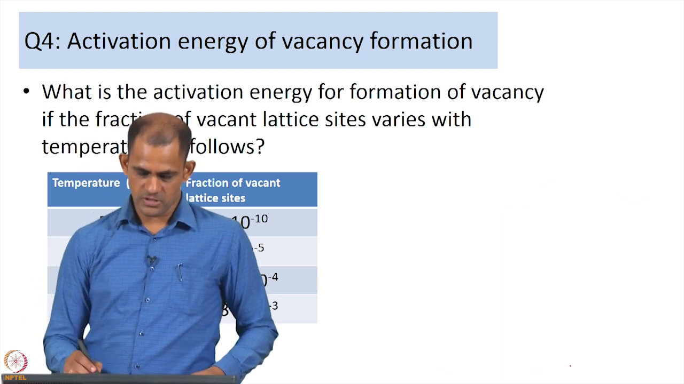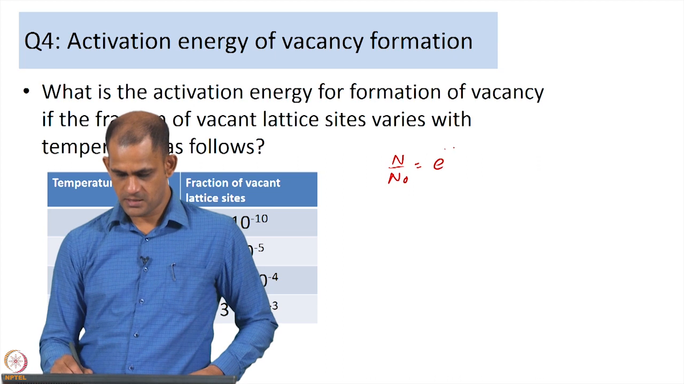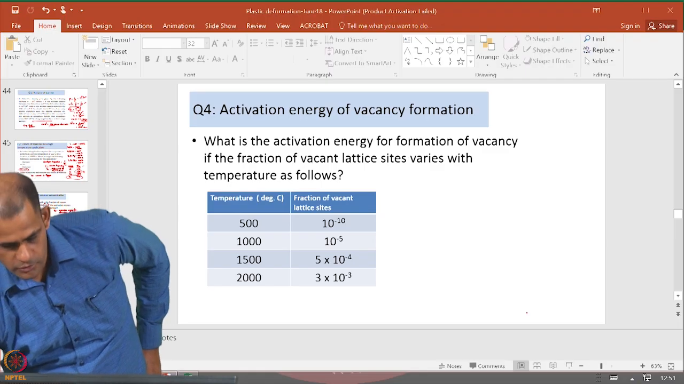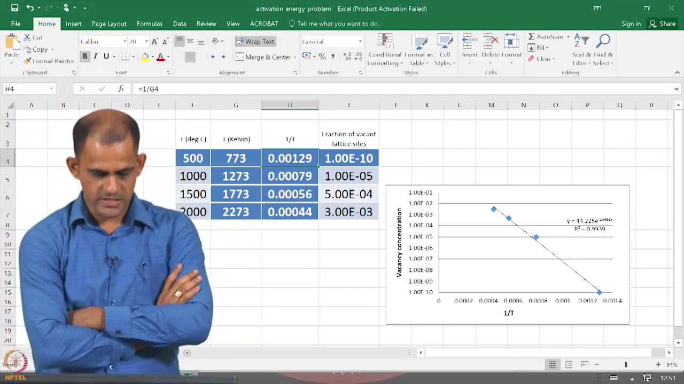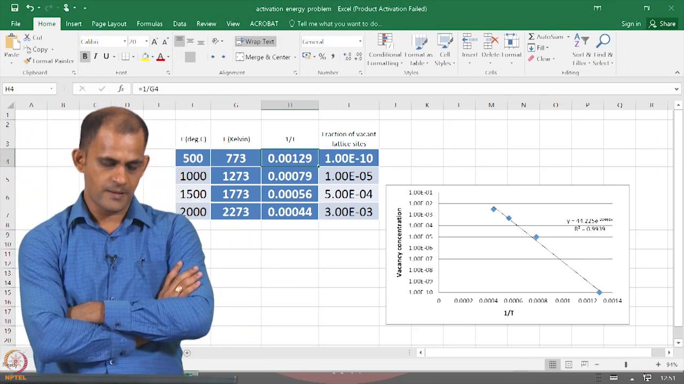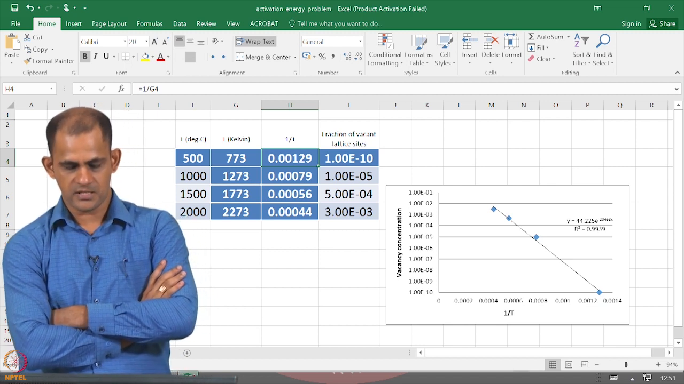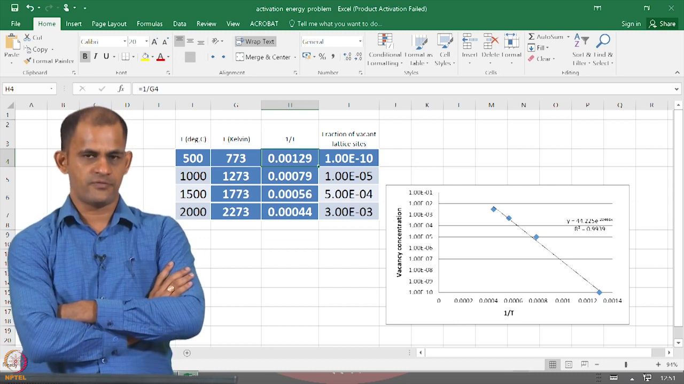Again we are going to use the same relation, n over n naught is e to the minus Q_v over RT, and what we are interested in knowing is Q_v. So, let us go to this Excel sheet. What you need to essentially do is take the temperature in Kelvin, take the inverse of it, and plot the inverse of temperature against the fraction of vacant lattice sites. This is called an Arrhenius type of plot.